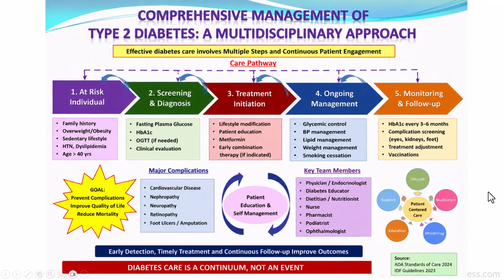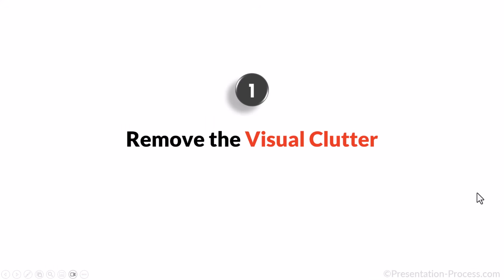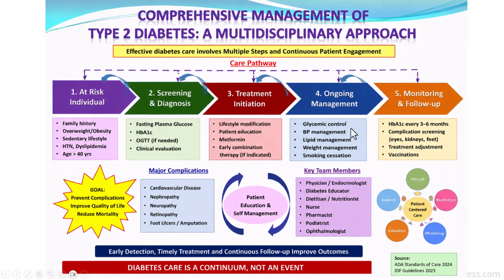The first rule we will apply is this one, which is remove the visual clutter. Now, what is the visual clutter that we see on this slide? First of all, this design artifact that comes as part of Microsoft PowerPoint's theme is obscuring the text, and therefore we should get rid of that.